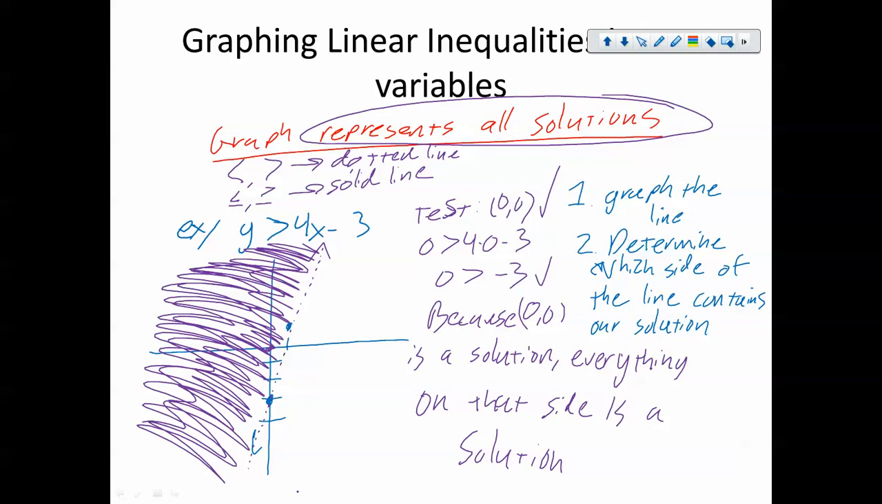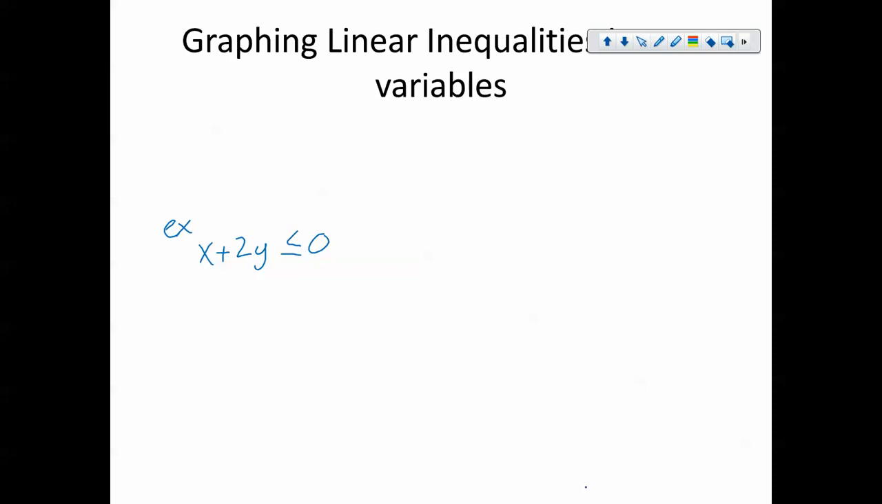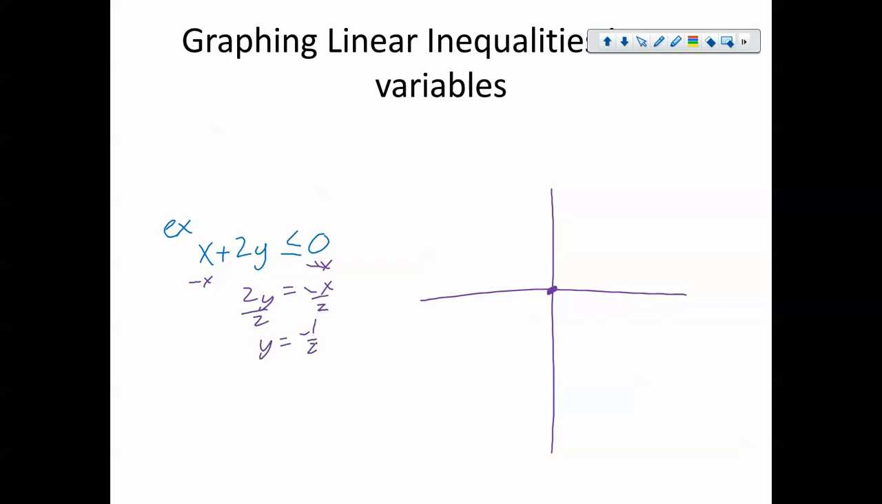Let's do one more example before I give you something to do on your own. This is that same one that we did earlier. Okay, let's graph it. This one had a cross at 0, and what was that? Let's solve for y here. So we're subtracting x from both sides. We get 2y equals negative x, and then we divide by 2. We get y equals negative 1/2 x. So we're going to go down 1, right 2.